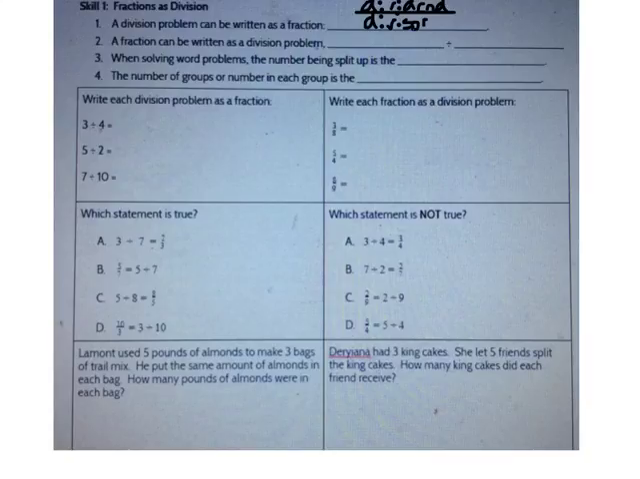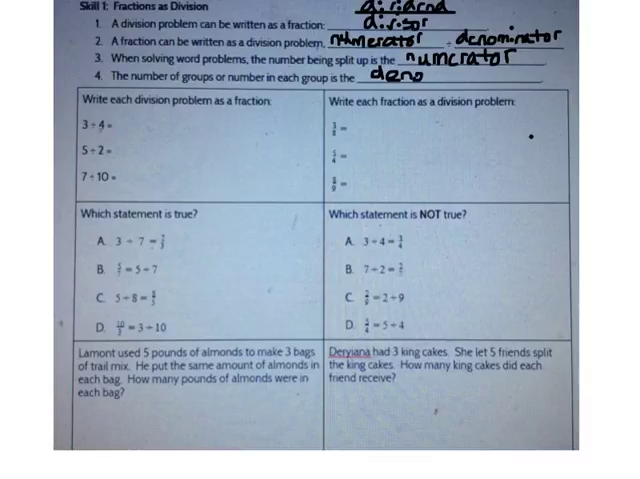A fraction can also be written as a division problem. Numerator divided by denominator. When you're solving word problems, remember, the number being split up is the dividend or the numerator. The number that you're dividing by, the number in each group or the number of groups, is the divisor or the denominator. Make sure your notes look like mine.